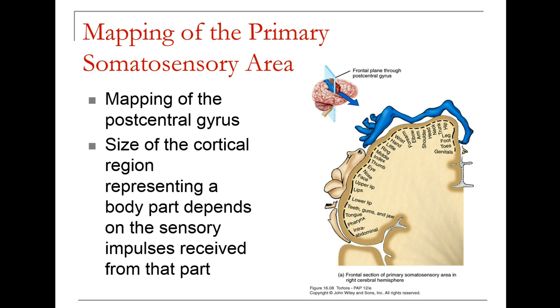So here's the map of the primary somatosensory area. Remember, this is a frontal plane through the postcentral gyrus, so pay attention to the type of cut. You're actually seeing in this diagram all along that postcentral gyrus. Notice that not all regions of the body receive the same amount of cortex region in your brain. The areas of your body that have the highest concentration of sensory receptors will receive the greatest cortical area, simply because there's more neurons going to those areas.